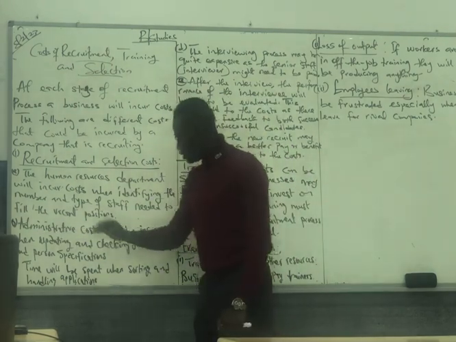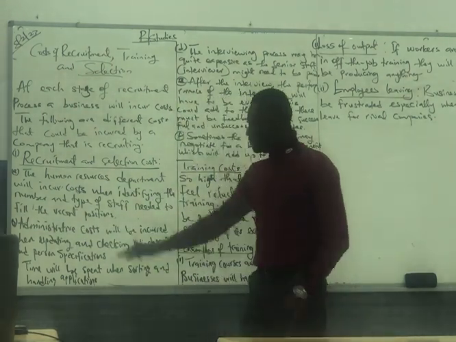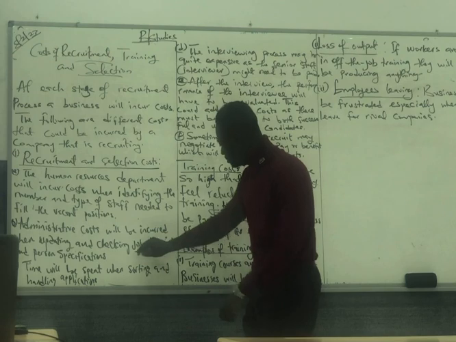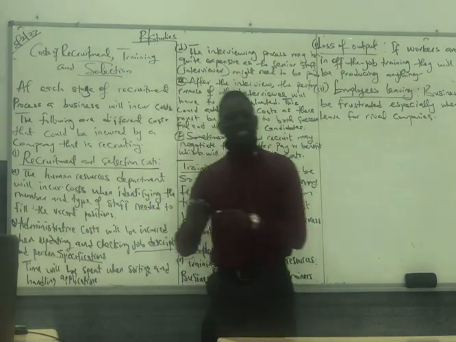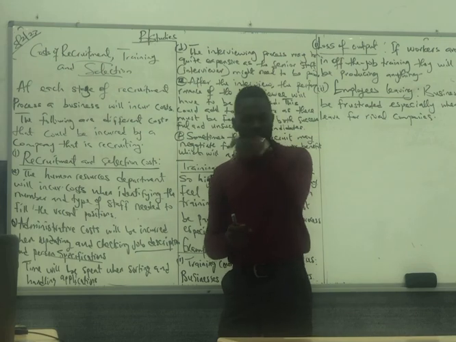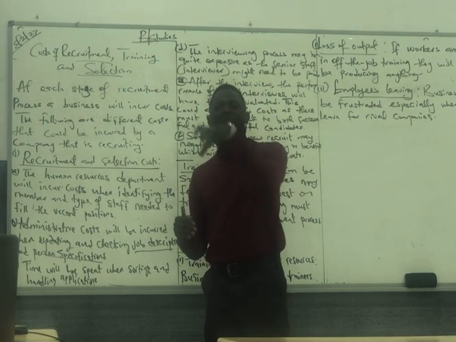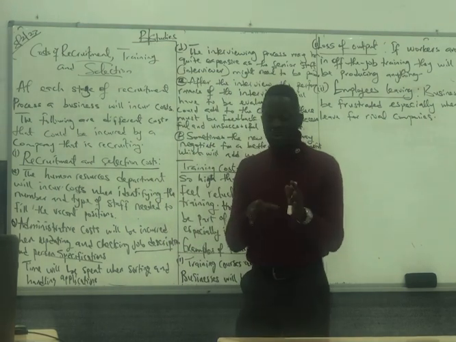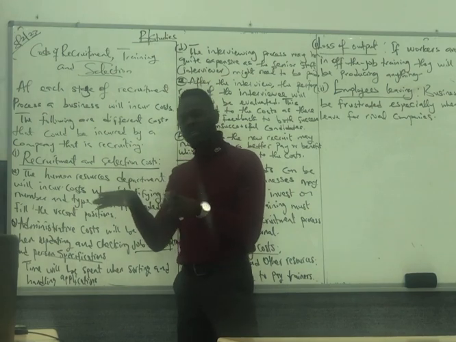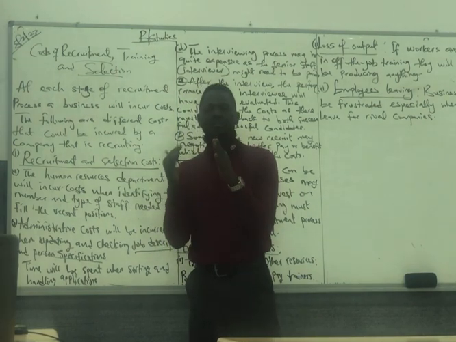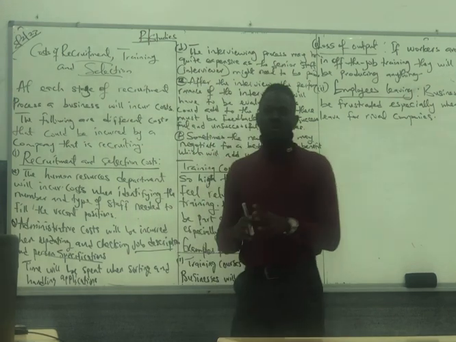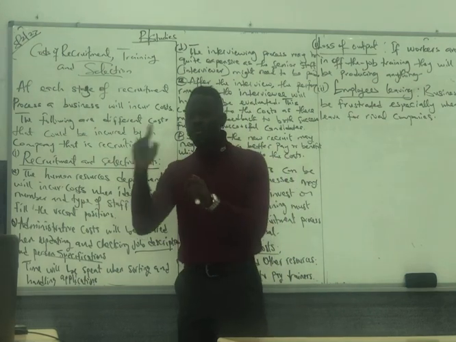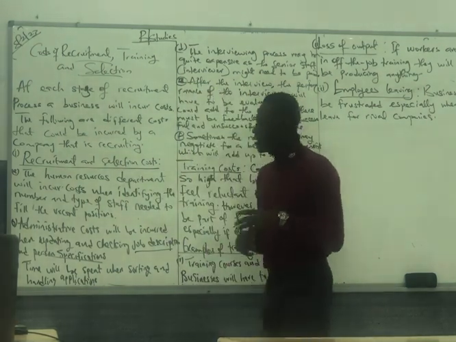Two, administrative costs. Administrative costs will be incurred when updating and checking job description and person specifications. Job description means the responsibilities that the person taking that job will have to go through, the function of that position. Then we talk about the person specification. We're talking about the characteristics the person taking that job has to possess, the features of that person, the qualification of that person. Finding and identifying all these things is also another cost for the business.